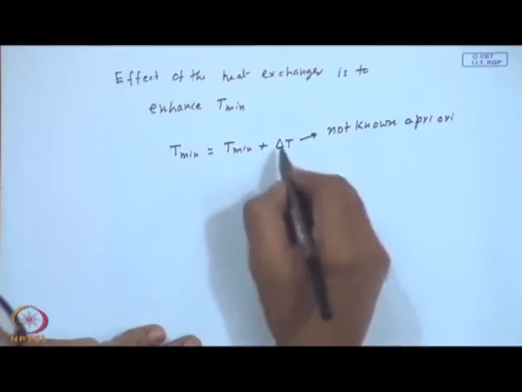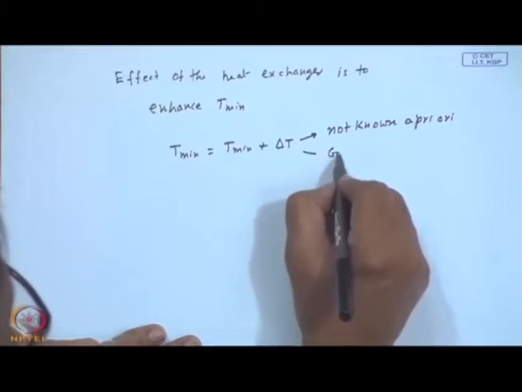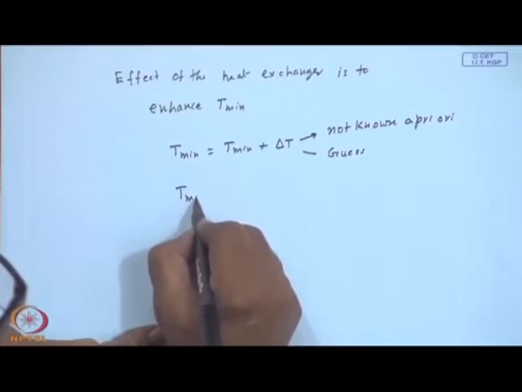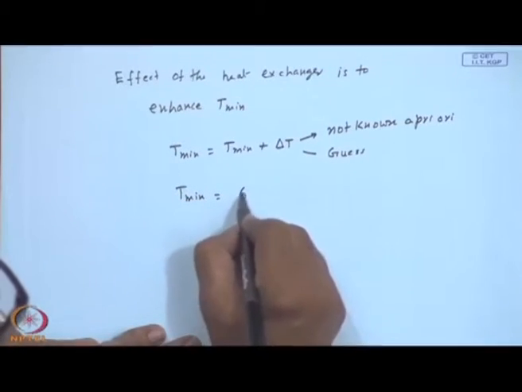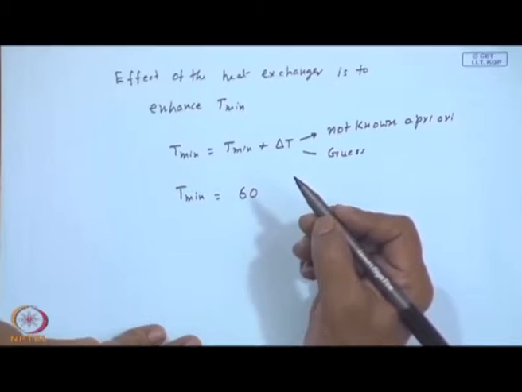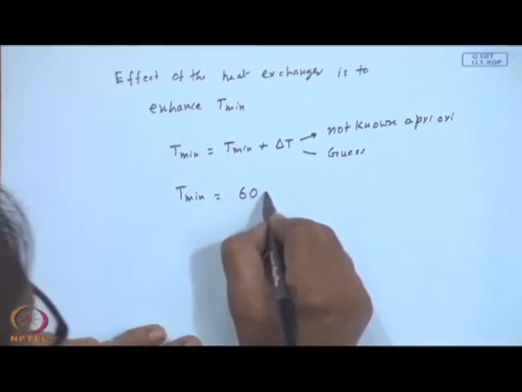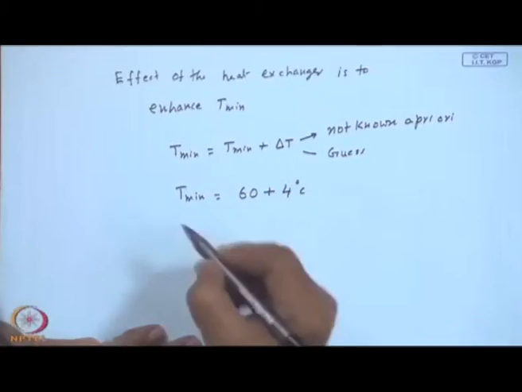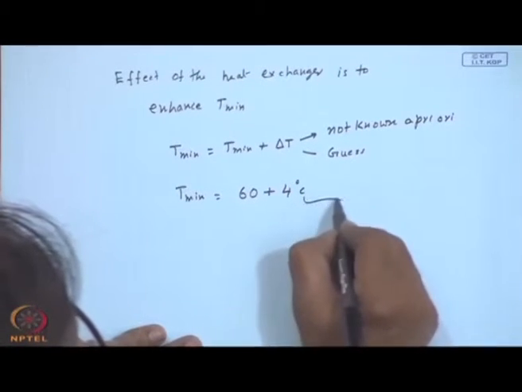Okay. So, we will make a guess. T min is the original temperature of 60 at which it is required to supply energy, plus 4 degrees C. This is my first guess.